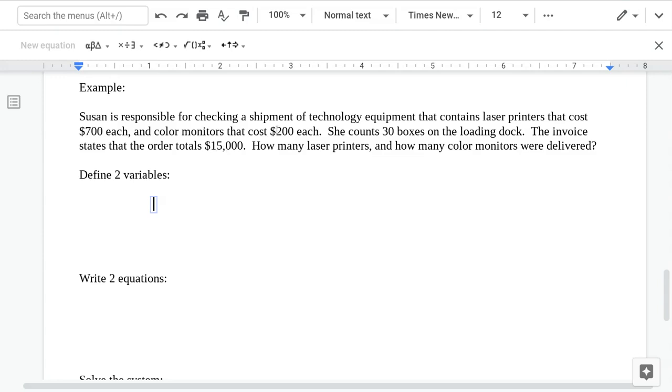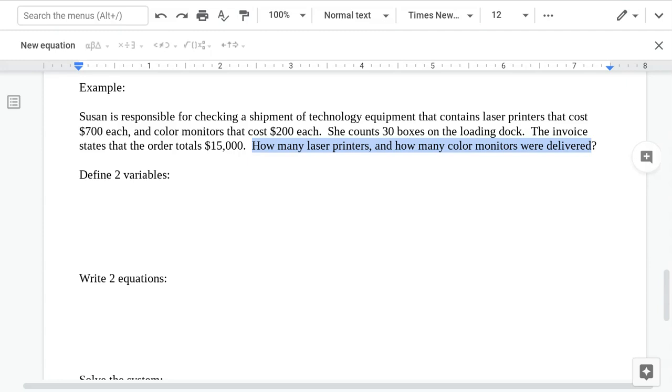So you notice already that some of these numbers are getting pretty large. Trying to graph with numbers this large could be a little taxing. So maybe it's going to be quite beneficial to have a different method to solve this system. But you're going to notice at the end here, there's a question of how many laser printers and how many color monitors were delivered. Okay. And that's kind of the hint for us in this case if we struggle figuring out what it is that we don't know. We don't know, out of those 30 boxes on the loading dock, how many of them are laser printers and how many of them are color monitors.